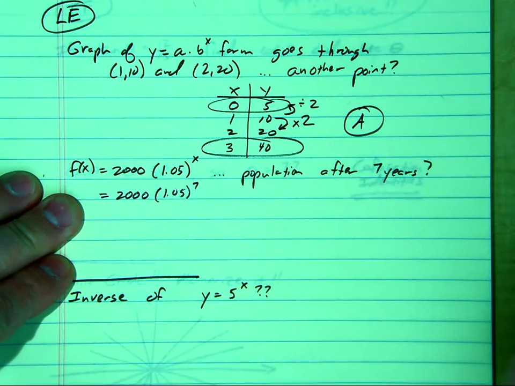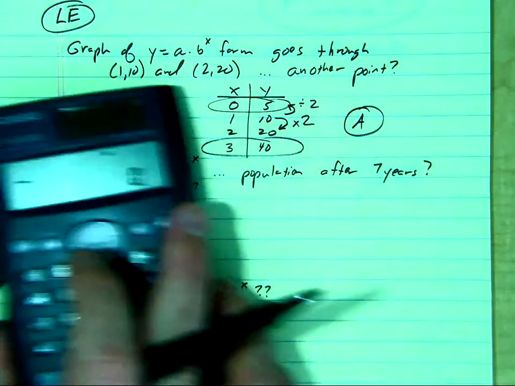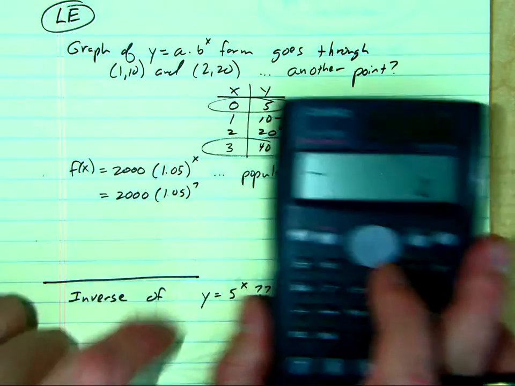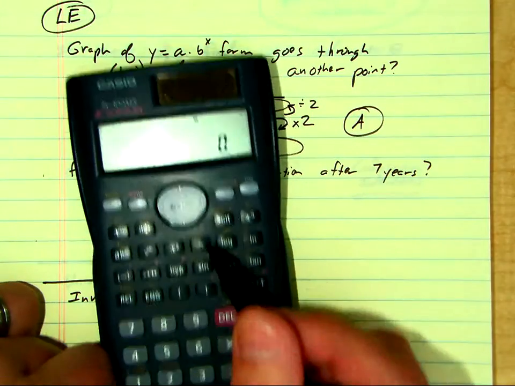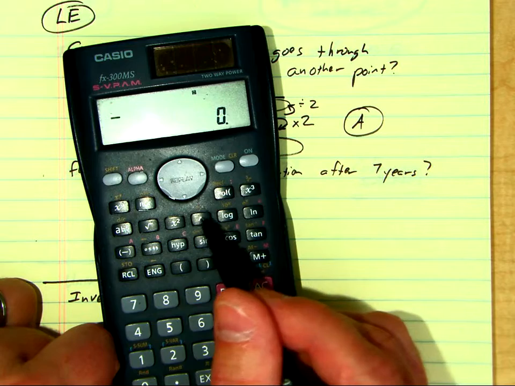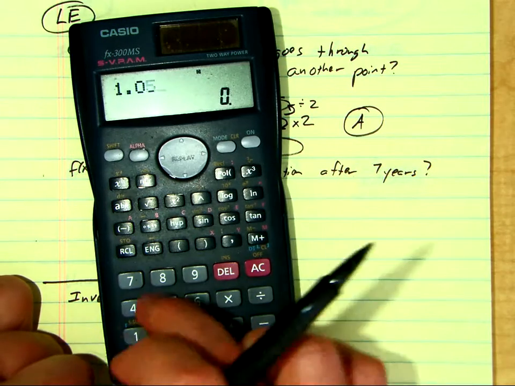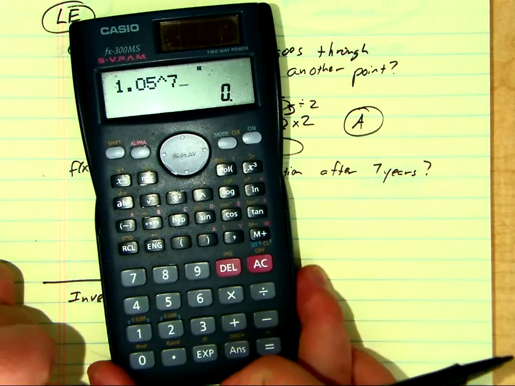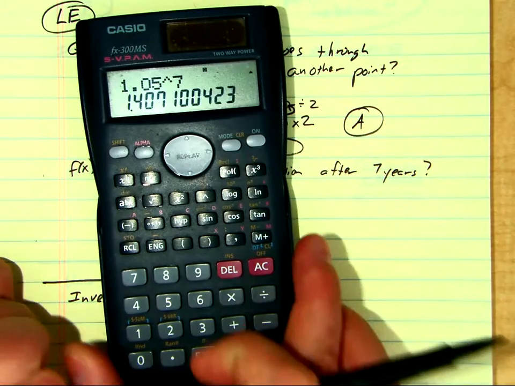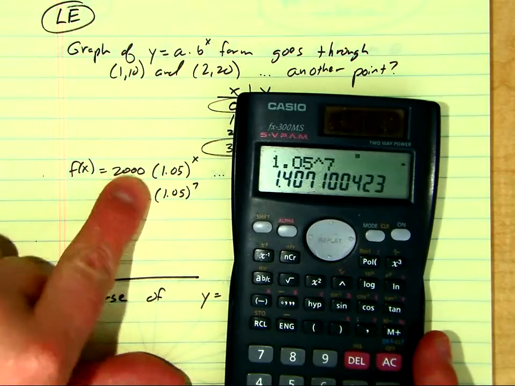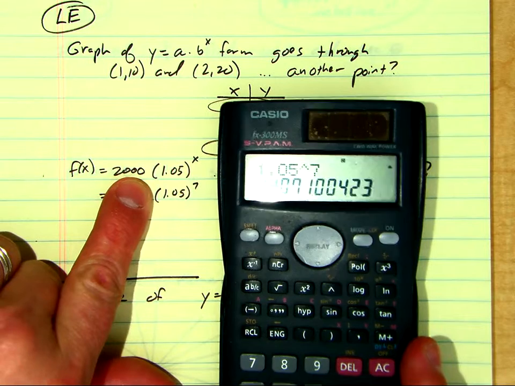So you should evaluate this function. Okay, you guys remember how to do this on a calculator? How do we do the 1.05 to the 7th thing? Using this little caret right here. Okay, so 1.05 raised to the 7th. Everybody see that? Okay, so that's going to be this part, 1.407, and so on.